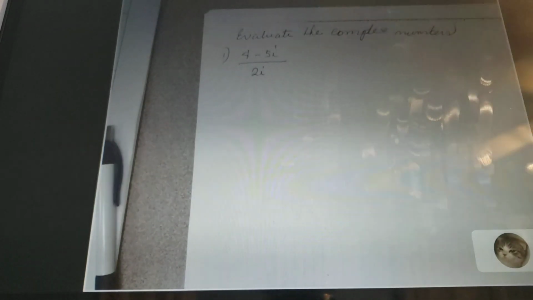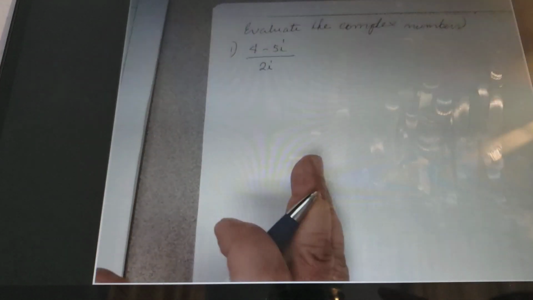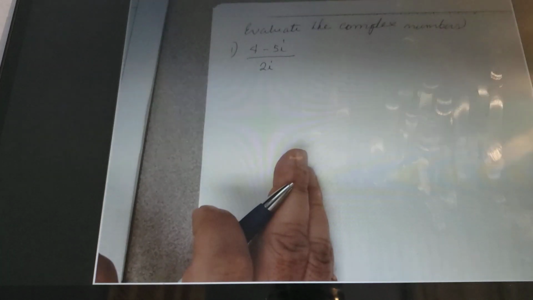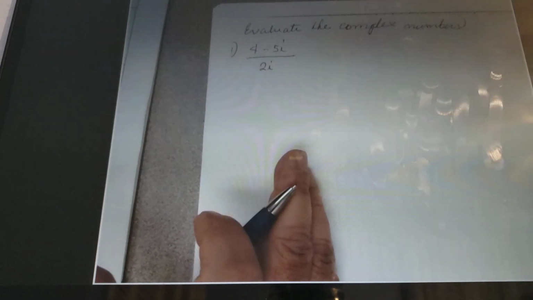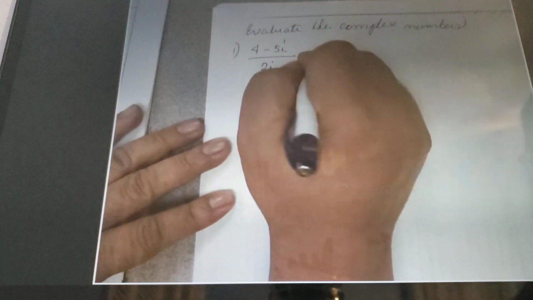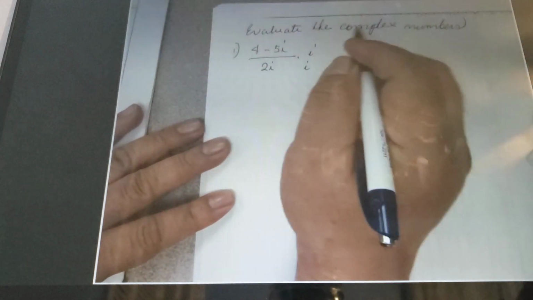Okay, try to solve this next. Number 4 minus 5i over 2i. Fractional form of the equation. So we will multiply the numerator and denominator by i.